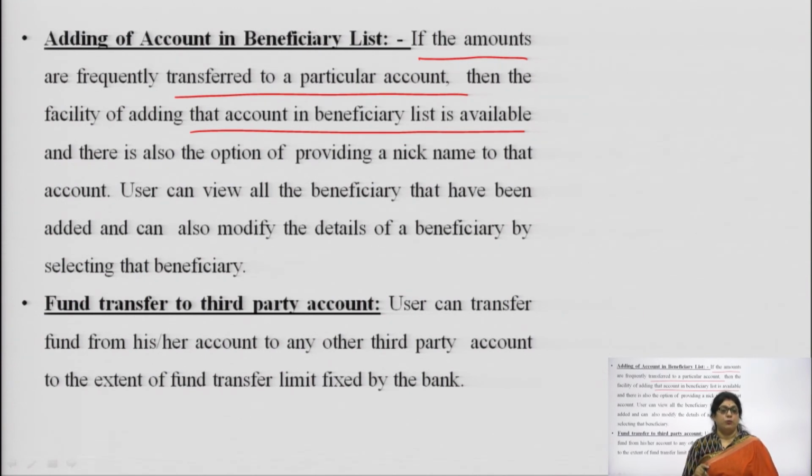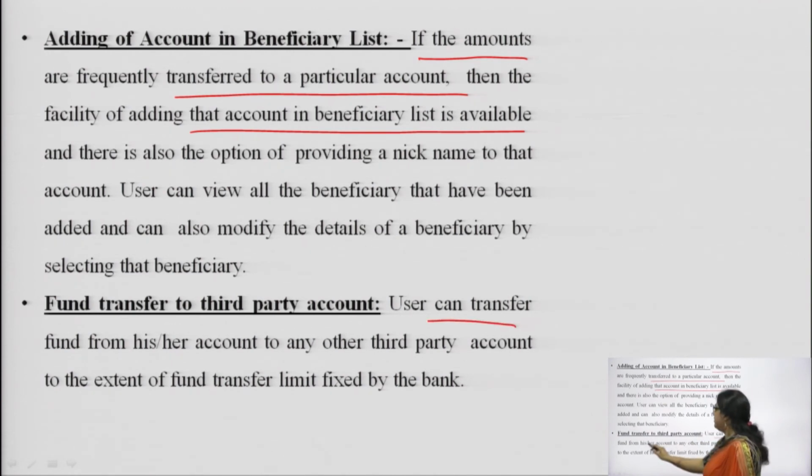Before adding that person, they will ask you via message whether you are the only person adding this beneficiary or somebody else. If somebody else is doing this, you can approach the bank to stop it. Before adding the beneficiary, they also send you the OTP, the one time password, to keep everything safe. After adding the beneficiary, you can transfer the amount to that person's account after some hours. Fund transfer to the third party account.